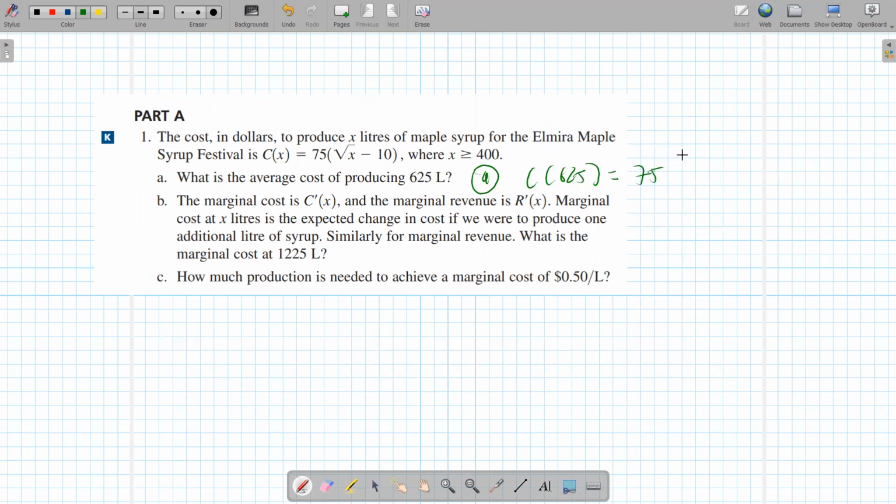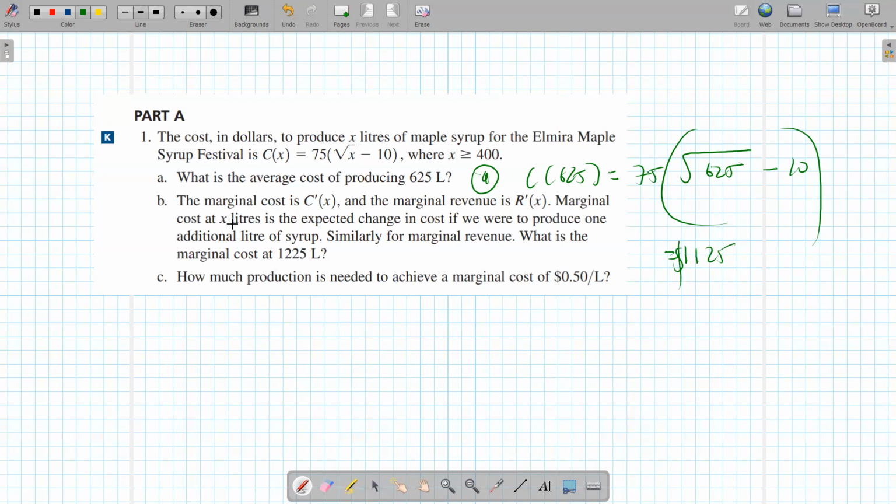That's going to be 75 times the square root of 625 minus 10. I think the square root of 625 is 25. That'll give you 1125. What's the unit for part A? It's asking you to find the average cost. So dollars? Yeah, dollars. That's it.